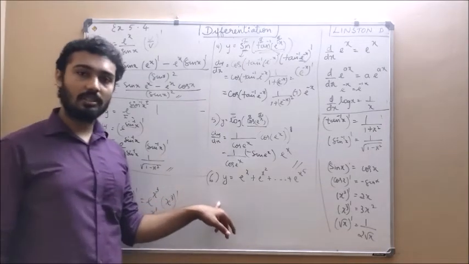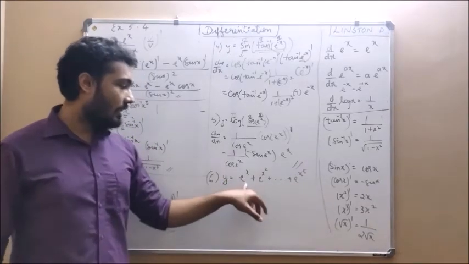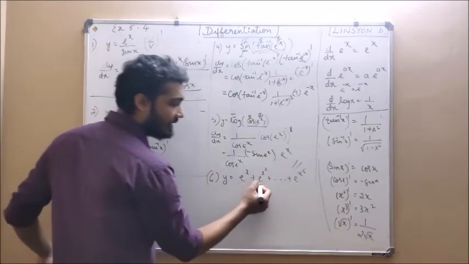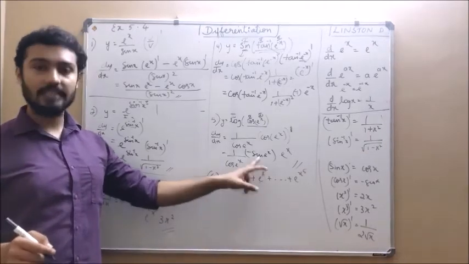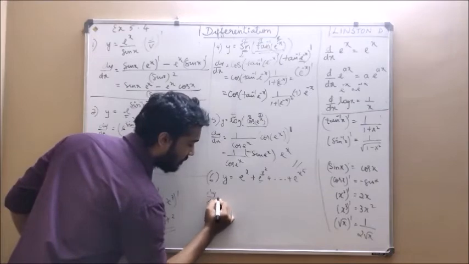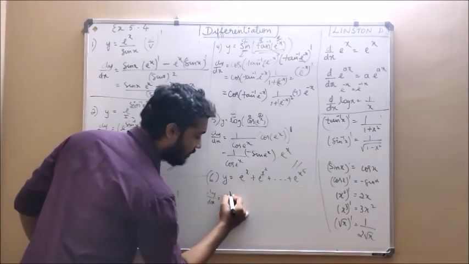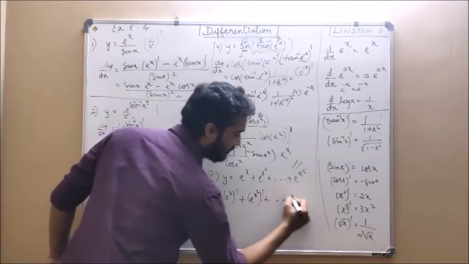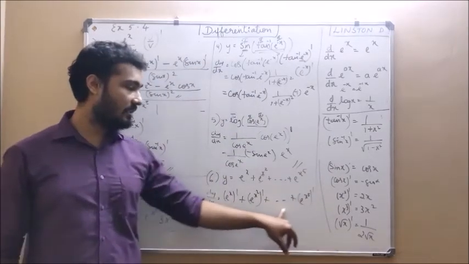Next we have the sixth question, y equal to e power x plus e power x square plus e power x power 5. E power x, we know the differentiation. What is the differentiation of e power x square? After e there is x square, so this forms a composite function. We have to use the chain rule here also. So it is dy by dx. Now this is a sum, so differentiate this plus this plus this: e power x dash plus e power x square dash plus e power x power 5 dash.